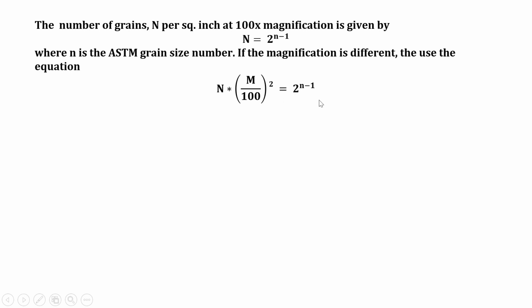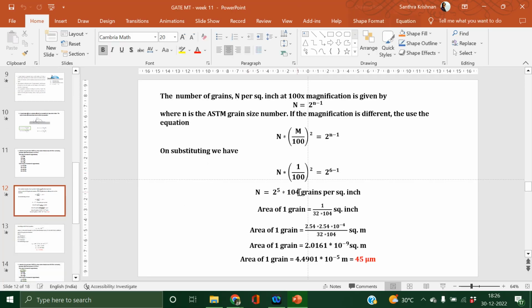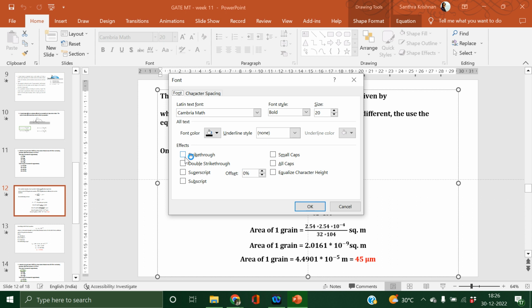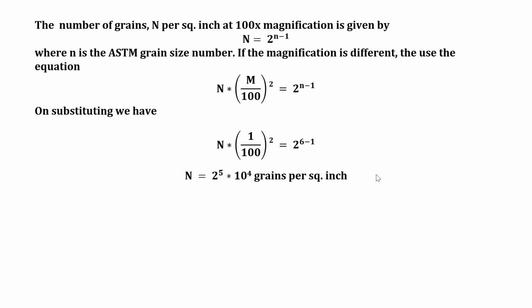In our question, there is no magnification. Therefore, we denote the value of M as 1. So, on substituting, the grain size number was 6, right? Therefore, N into 1 by 100, the whole squared, is 2 power 6 minus 1. Therefore, N is equal to 2 power 5, which is actually 10 power 4. This is not 104, this is 10 power 4 grains per square inch.